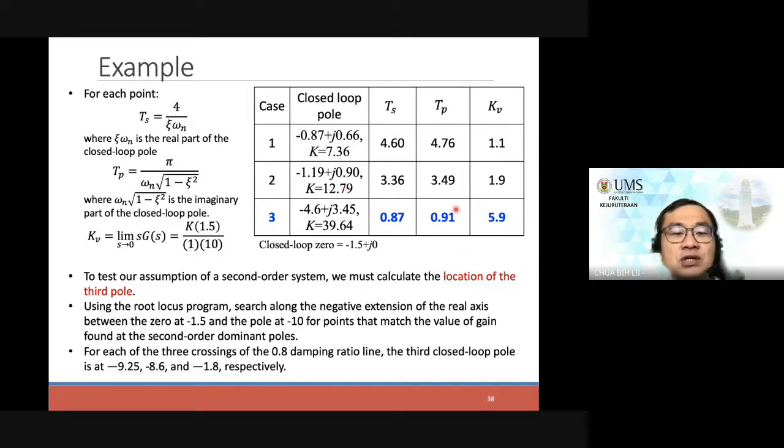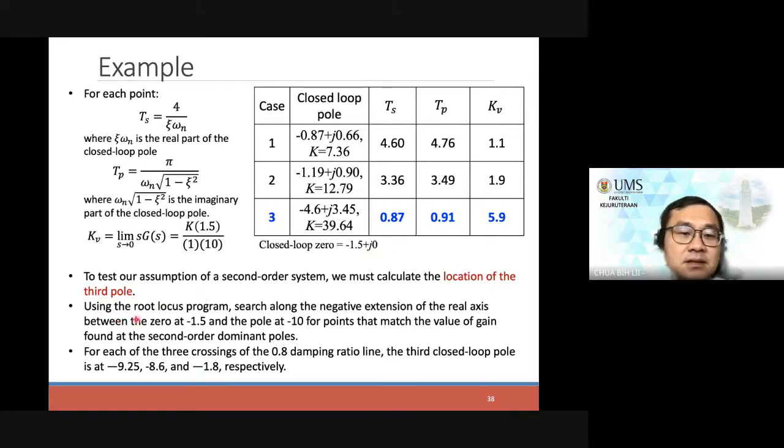We realize that there is a closed loop pole at -1.5 on the real axis. Therefore we have to double check whether this third pole is a valid one or not, because we assume that this system is a second order system, but we have more than that. So we will calculate the locations of this and check these three values.